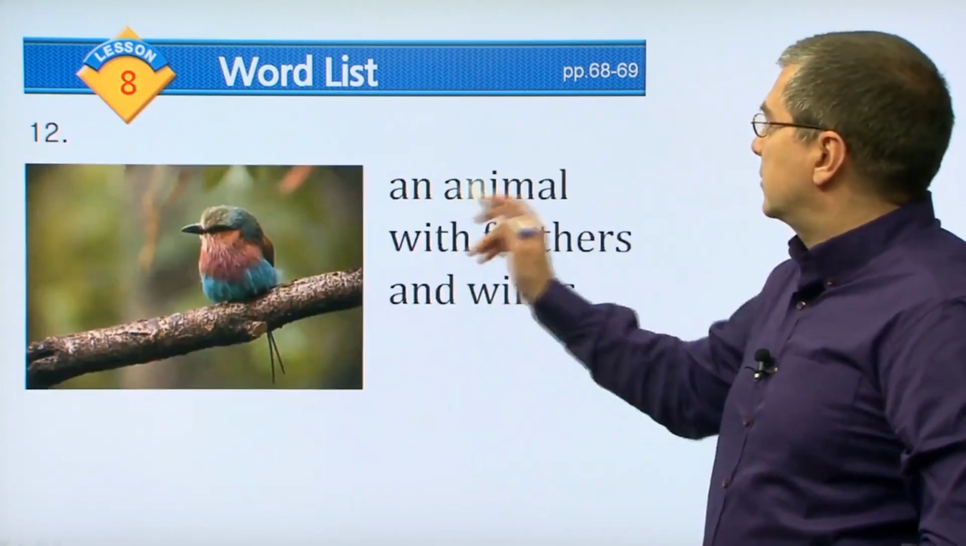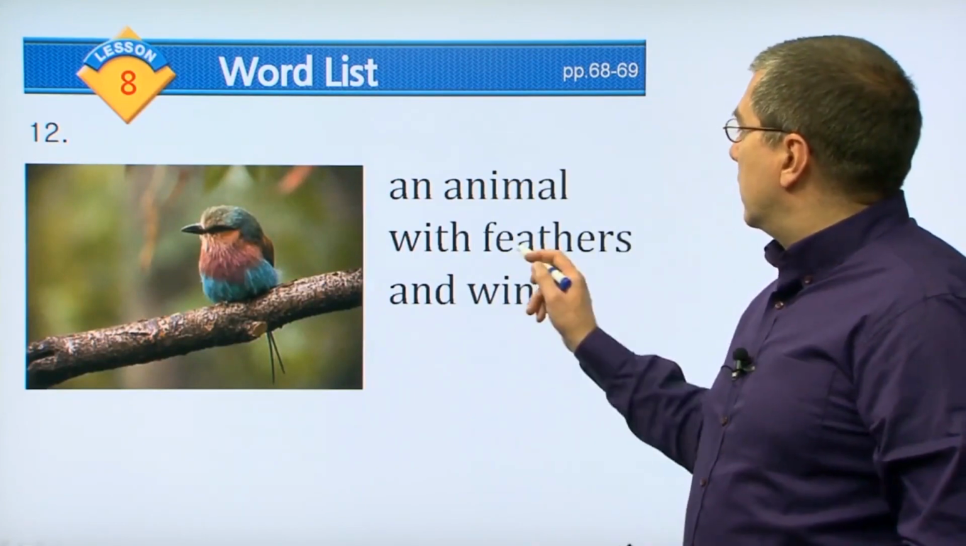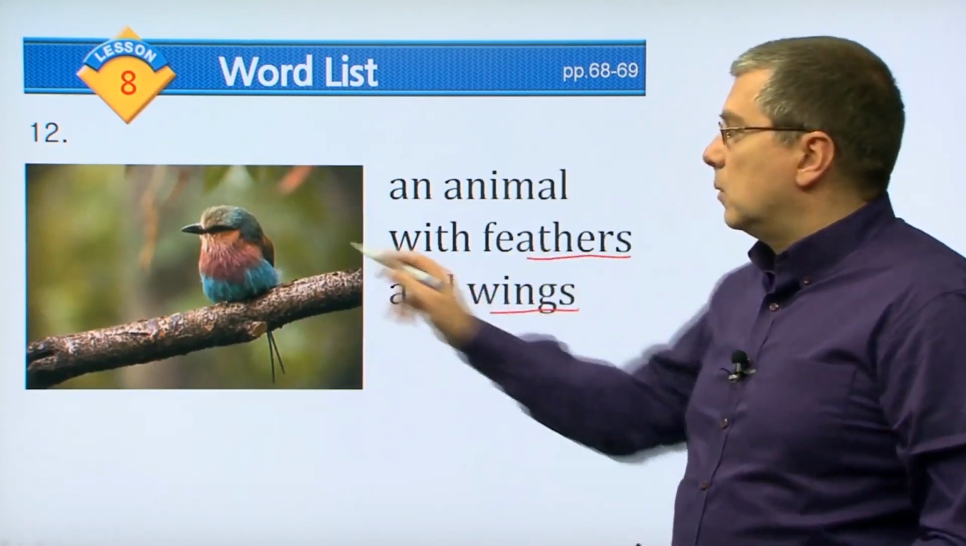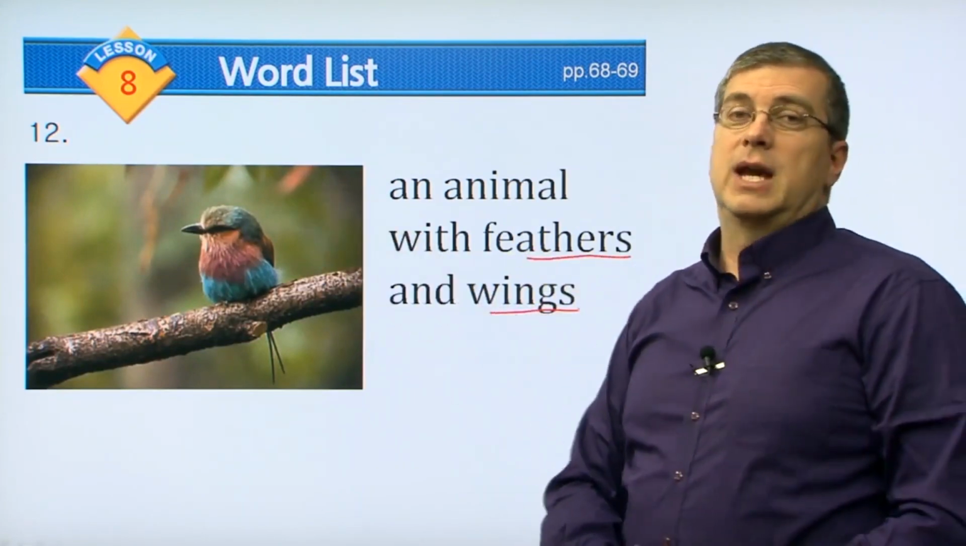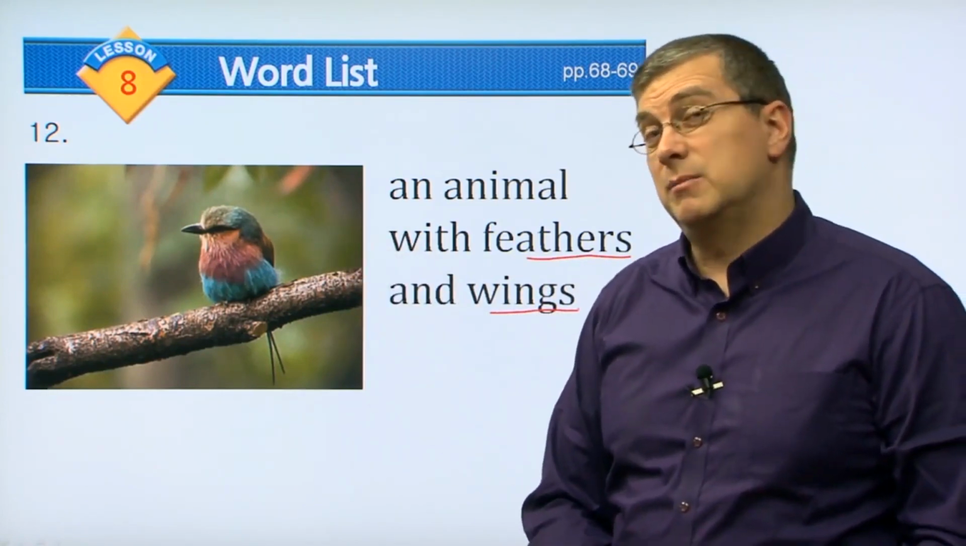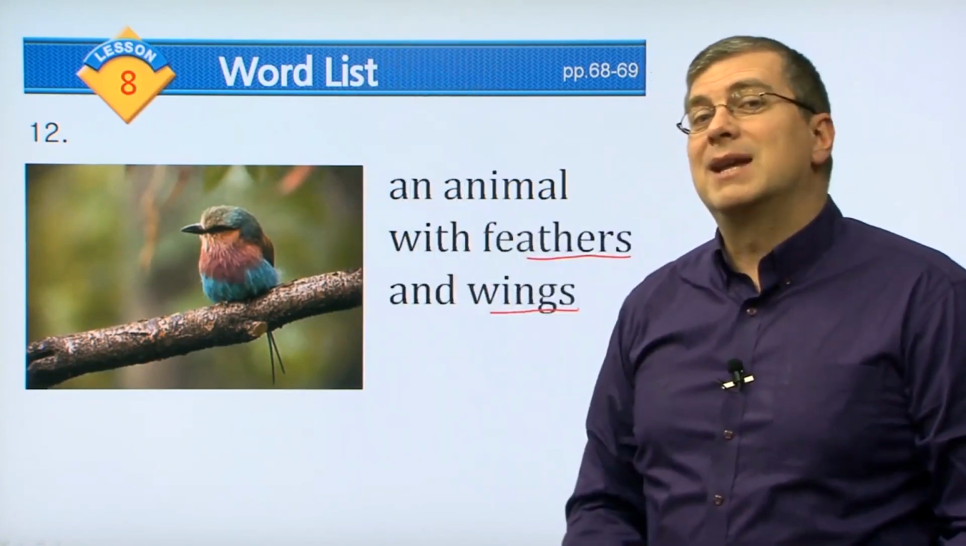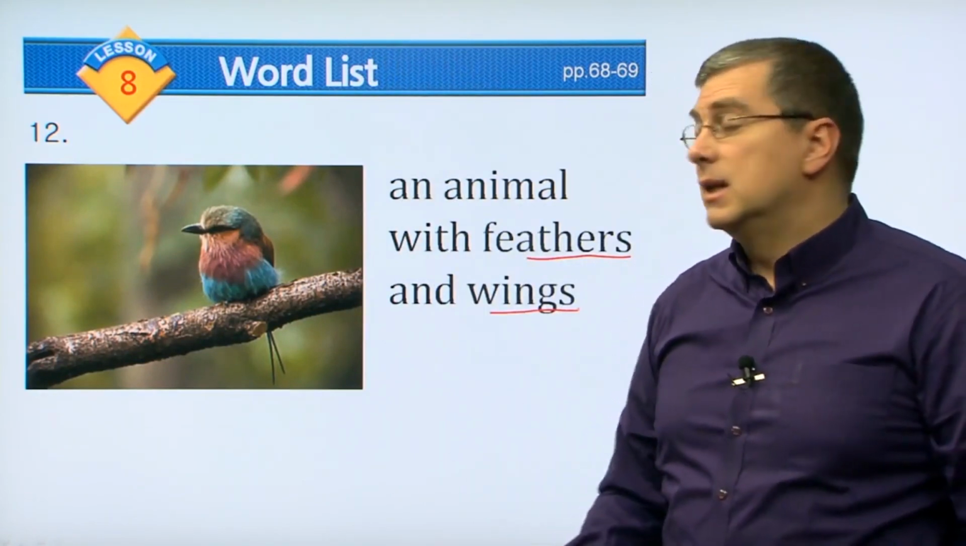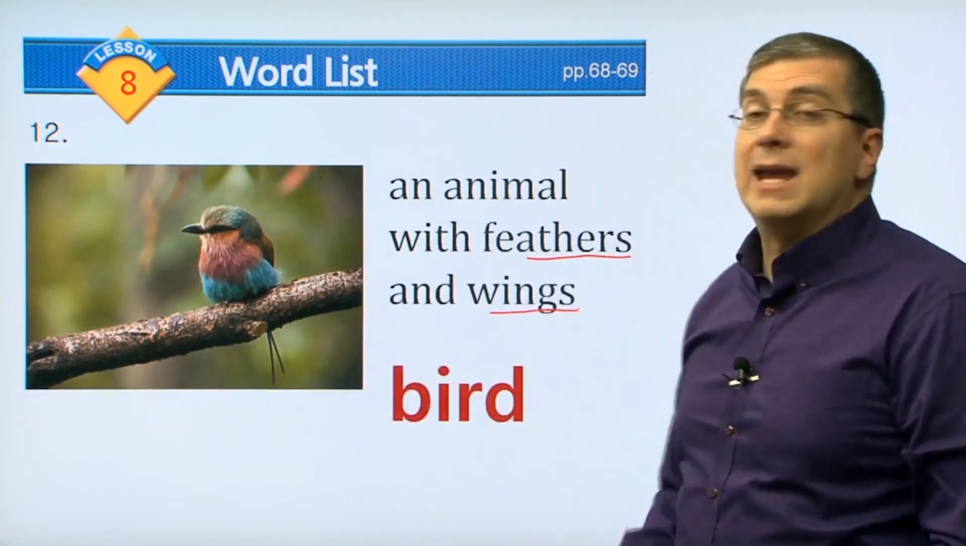Okay, the next one, an animal with feathers and wings. We already talked about this type of animal, right? This type of animal, what type of shelter does it make in the trees? It makes a nest. What is it? Of course, we know it's a bird.